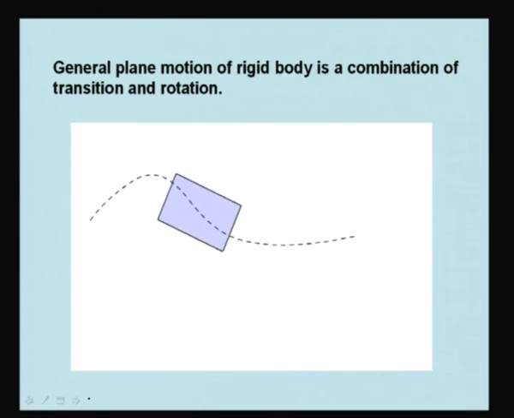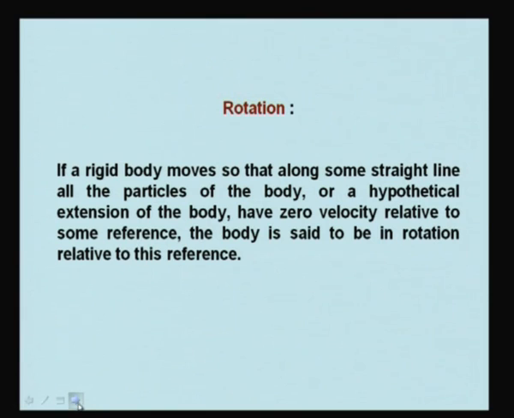Now, general plane motion of a rigid body is a combination of translation and rotation. A body can have translation as well as rotation. You can translate the body to some point, then rotate, or you first rotate and then translate, you will get the same thing. So general plane motion of a rigid body is a combination of translation and rotation.